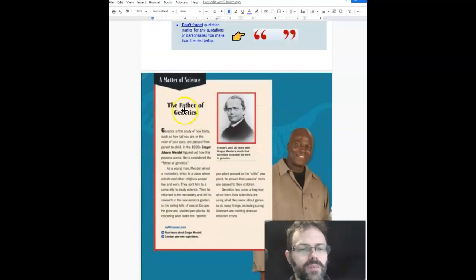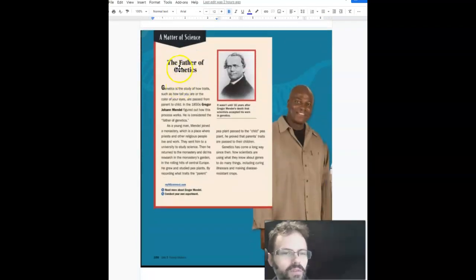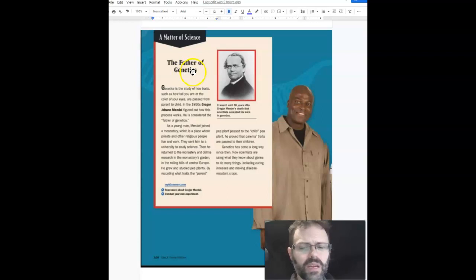So here's your first page, and you can see we've got some text features already. You're going to find there's lots of text features. So making these questions is going to be really simple. So here's a title. You've got a title, Father of Genetics. Right there is a keyword, Gregory Mendel. That's a keyword. Here's a picture. You could ask a question about this picture, or you could ask a question about this caption.